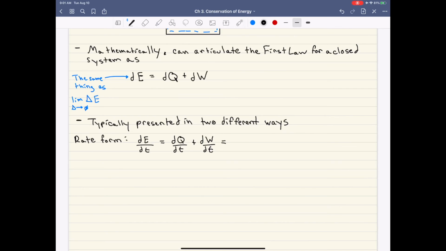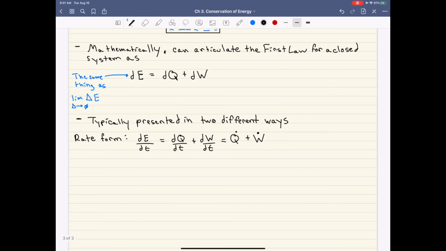By convention, we write this dQ/dt and this dW/dt as Q dot and also W dot, right? And so these are the heat rate and the work rate, respectively. All right, and so that's one way to write the energy balance, and the dimensions or the units of this rate form are going to be energy per time, right? And so that's essentially what we define as power. Okay, so with the rate form, your units are going to be energy per time.